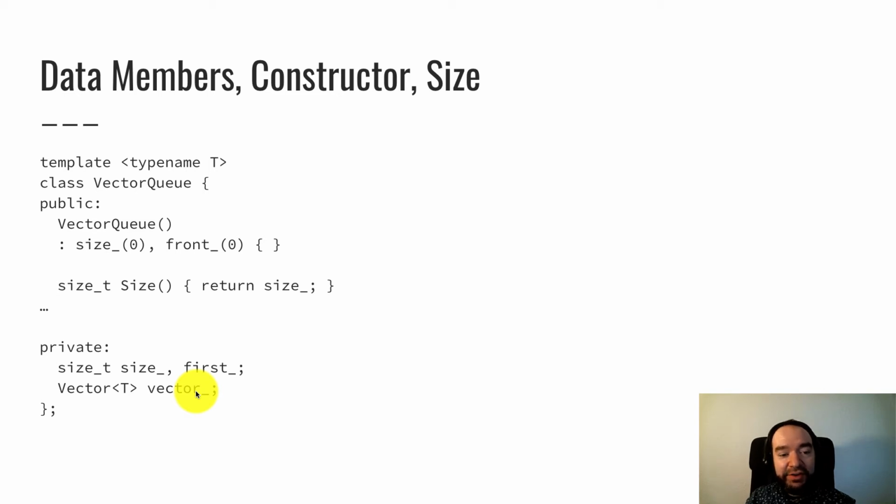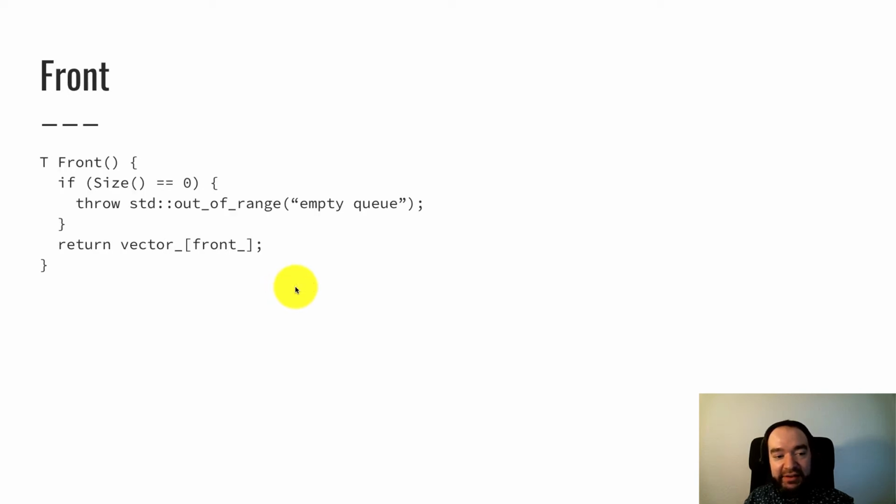It's a container adapter, so it's pretty simple in that way. The constructor just needs to initialize size to 0 and front to 0 and doesn't do anything else. By default, the vector constructor initializes itself to a valid empty vector. That takes constant time. And the size accessor just returns the size data member. That's a very simple one-line implementation that takes constant time.